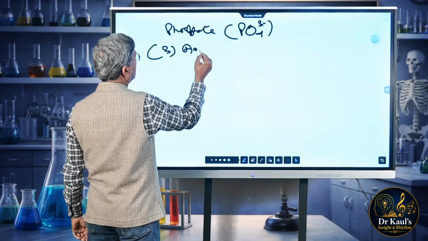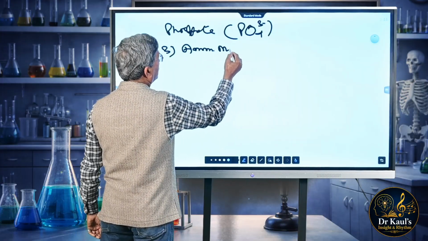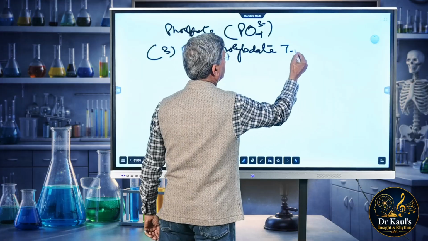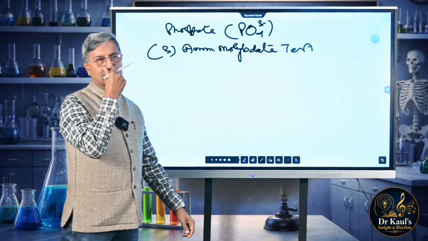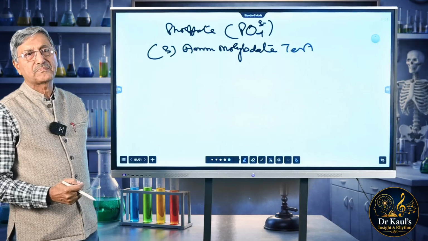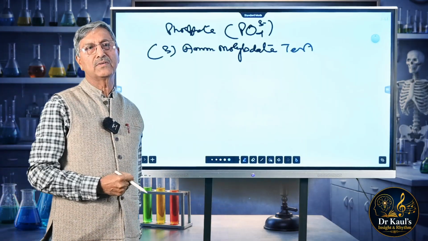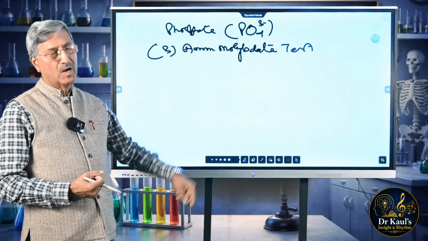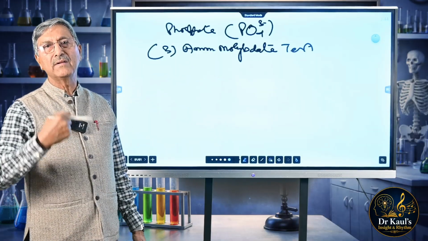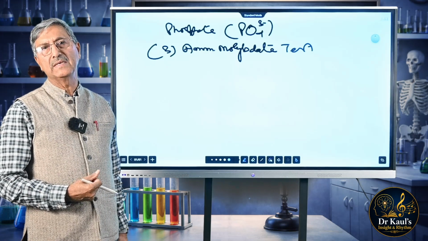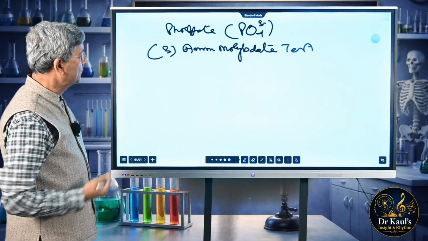This is the ammonium molybdate test. What is this test? We take soda extract, add concentrated HNO3 to it, heat it, boil it, then add ammonium molybdate solution to it and reheat. The appearance of yellow precipitate indicates the presence of phosphate.